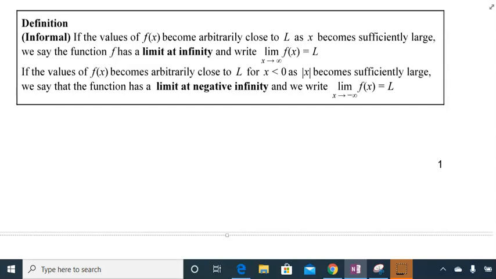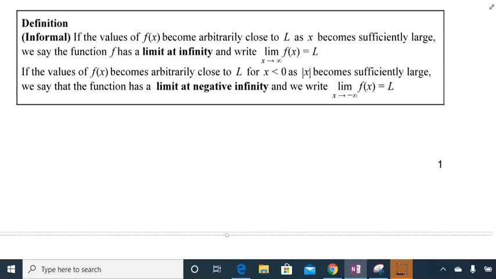Hello everyone. In today's lesson, we will be discussing limits at infinity. Let us begin with an informal definition. If the values of f of x become arbitrarily close to L, as x becomes sufficiently large, we say the function f has a limit at infinity and write lim x approaches infinity of f of x equals L.